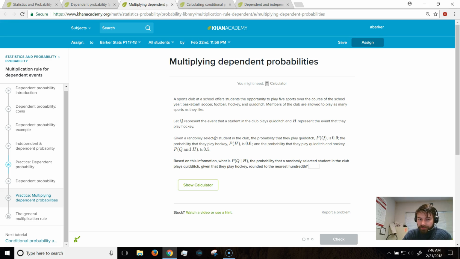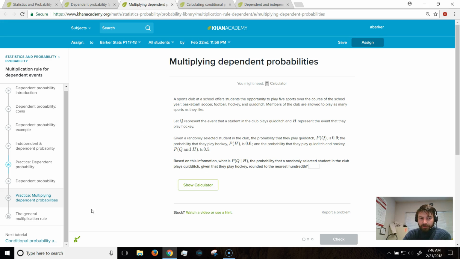Given a randomly selected student in the club, the probability of Quidditch, P of Q, is 90%, 0.9. The probability they play hockey, or H, is 60%. And the probability they play Quidditch and hockey is 50%. So I'm going to draw a table.